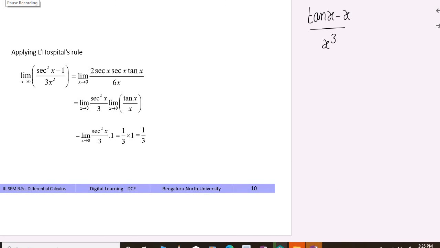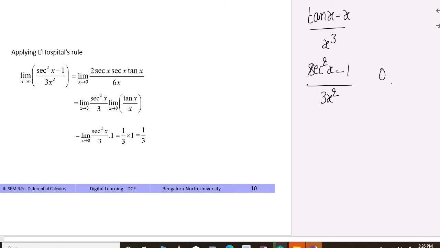Now I am going to apply L'Hopital's rule. The differentiation of tan x is secant square x. The differentiation of x is 1. The differentiation of x cubed is 3x square. Now substitute x equal to 0. Again we are going to get indeterminate form 0 by 0.